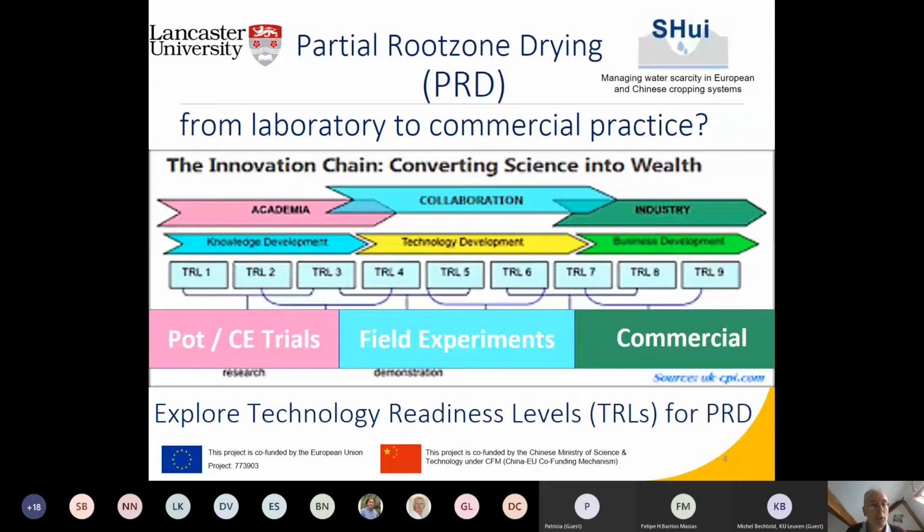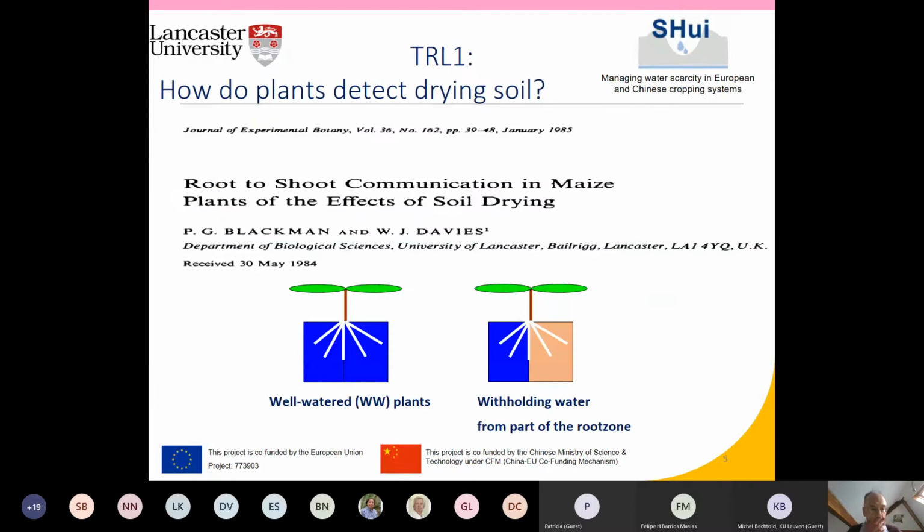Anyway, I will launch into my discussion of partial root zone drying, and the story starts for me before I was a scientist, and the story starts here in Lancaster in the United Kingdom. Now, Lancaster might seem a very strange place to start a story on partial root zone drying. If I look outside my window at the moment, it is raining heavily, and certainly you wouldn't argue that water scarcity for agricultural purposes is likely to be a big problem in the northwest of England.